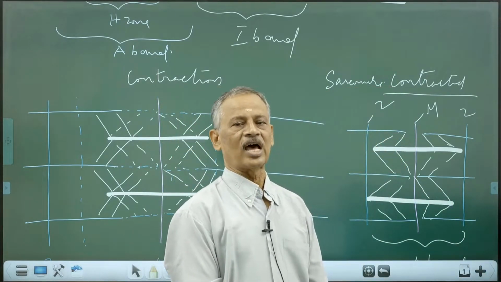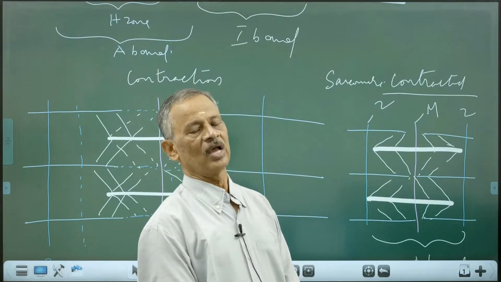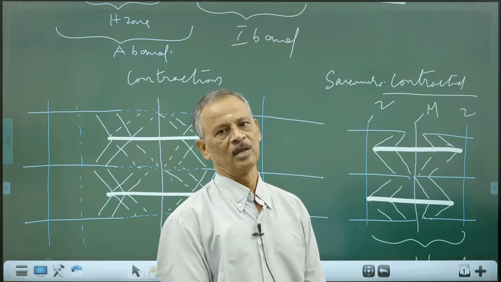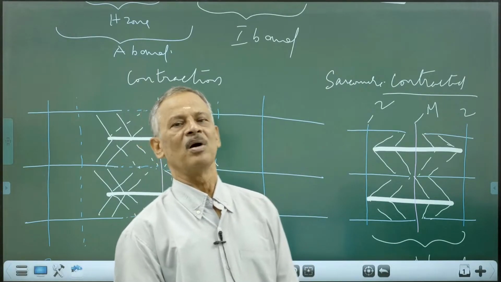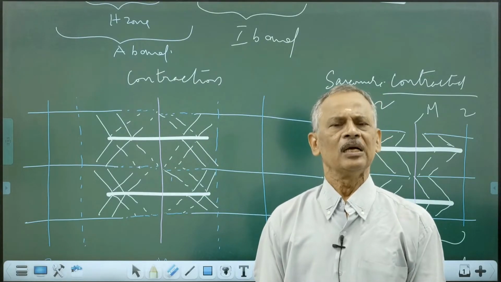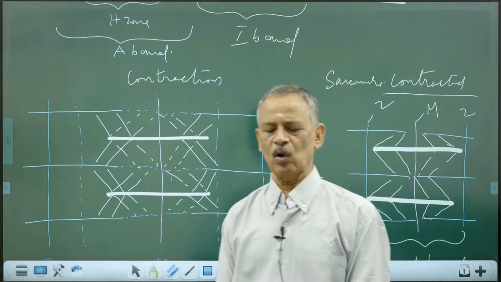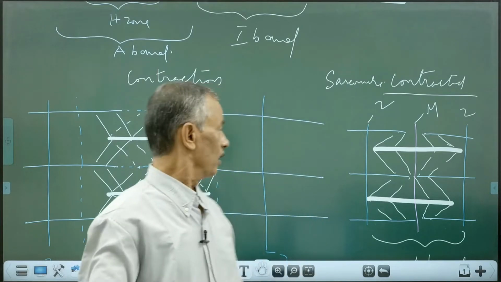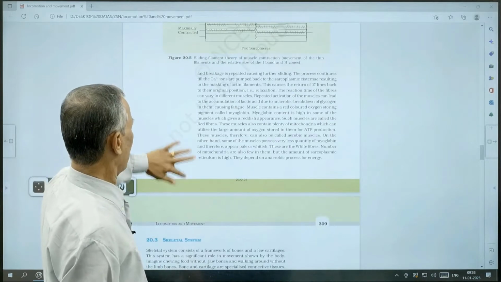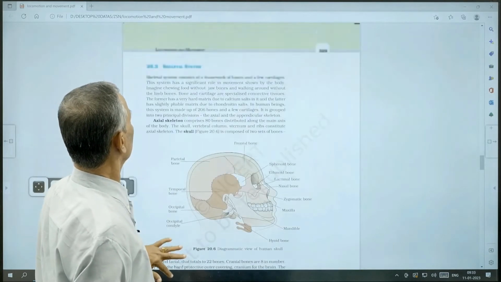Thus, the sarcomere length increases, and the muscle comes back to its normal size. This is what is happening in muscle contraction. Clear? There are two types of muscles in our body: white muscles and red muscles.